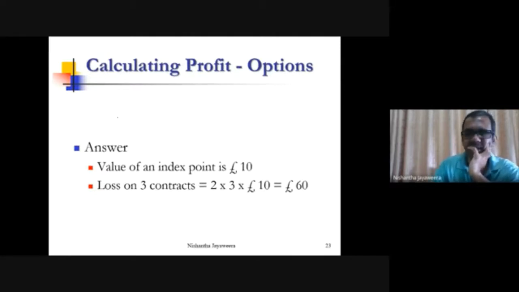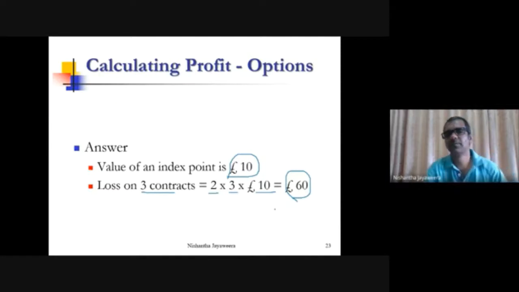As in futures, the value of an index point is 10 pounds. So he lost 2 index points per contract, 3 contracts, and 10 pounds per index point. So altogether he loses 60 pounds.